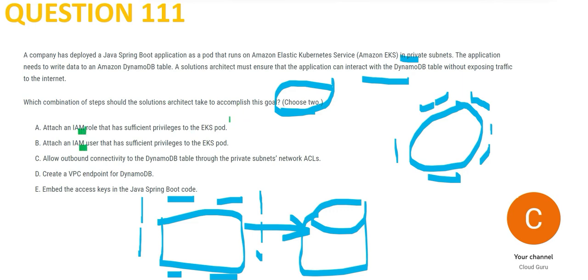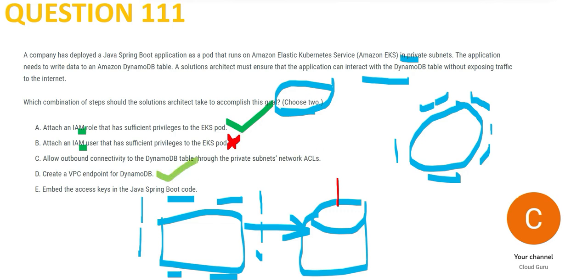Because the best way to do it is to attach a role. Like I always say, you create a role, attach the role, and then assign the users to that role. That is how we do it in the real world. So B becomes wrong, A becomes correct. Okay. Now see, we need to create a VPC endpoint. If you don't want the internet to access everything, you create a VPC endpoint. This DynamoDB will have an endpoint, and then you can access it through the endpoint.